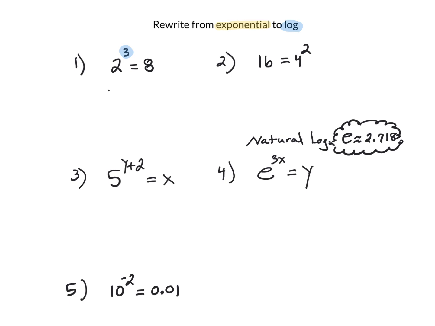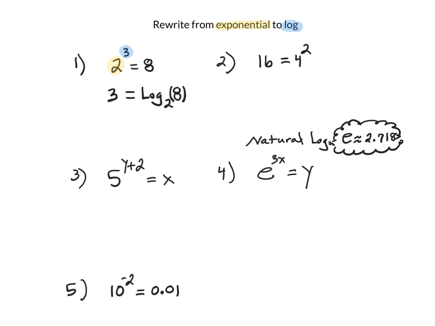So 3 is going to stay on the side that it was written, and then log for logarithm, and the base of the log is always going to match the base of the exponential expression. So it's going to be log base 2 of 8. And that's how you read that. So you read that 3 is equal to log base 2 of 8. And sometimes we'll put the of part in parentheses, but you don't really need to.